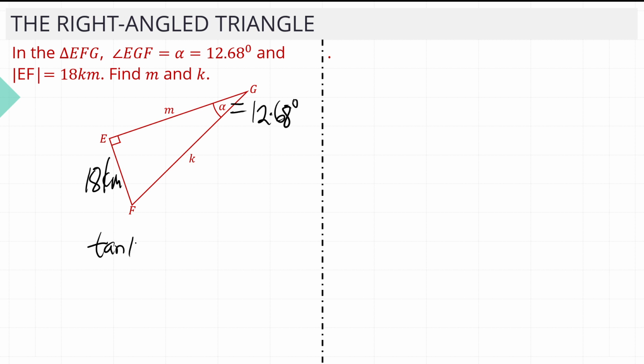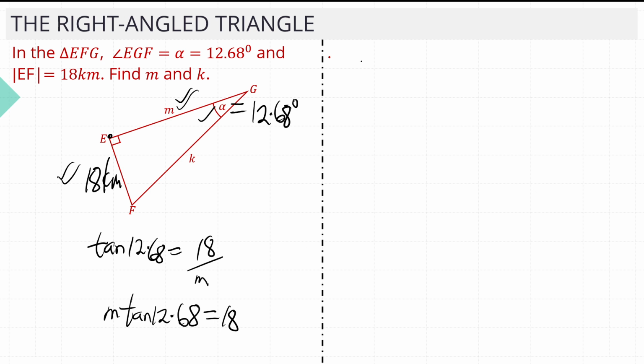Definition: tan of the acute angle equals the side opposite the acute angle, 18, divided by the side adjacent to the acute angle, that's M. Remember that the two sides that intersect at 90 degrees are the ones we use in the tangent ratio. Now we cross multiply and we get M times tan 12.68 equals 18. Next, divide both sides by the coefficient of M.